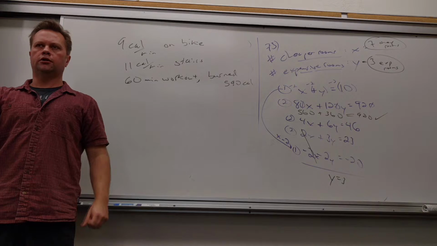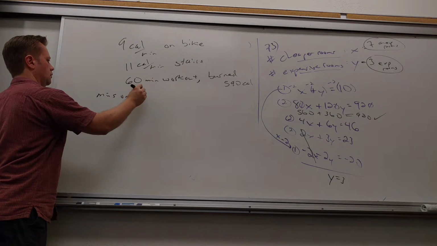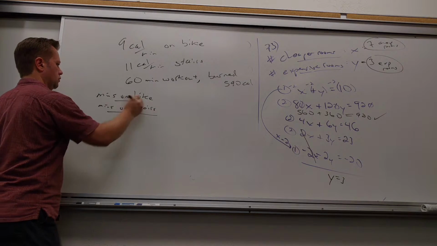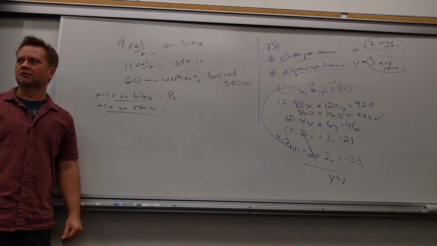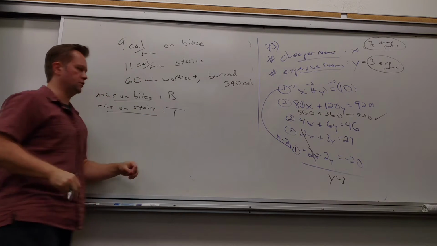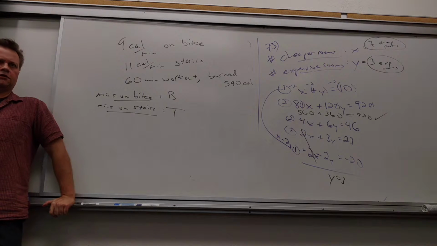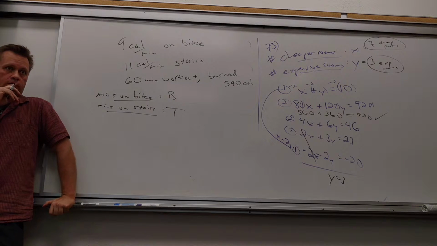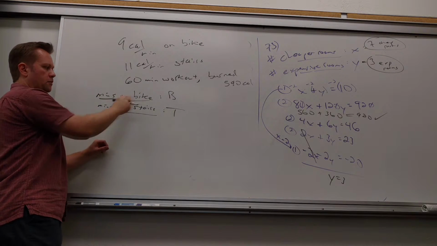So what are my unknowns? Minutes on bike, minutes on stairs. So I'm going to give us variables. B for bike minutes. And S sucks for me because it looks like 5, so I'm going to call this T for stairs. I'm not going to use a letter that looks like a number to me, or I'll make a mistake. So B means minutes on the bike and T means minutes on the stairs.